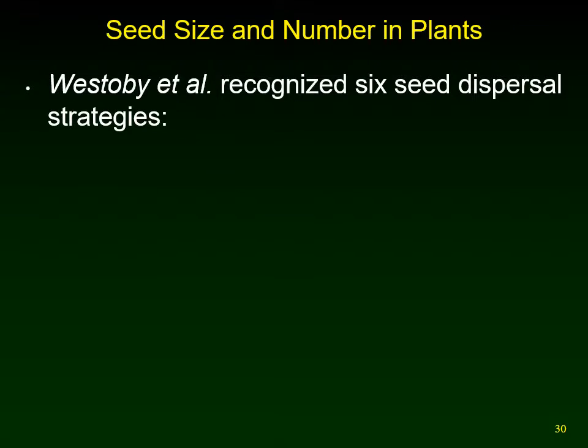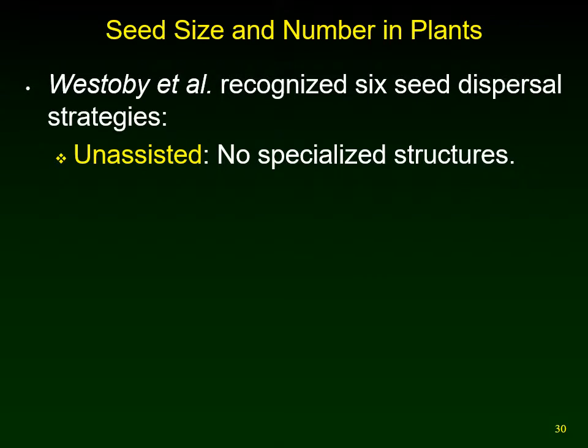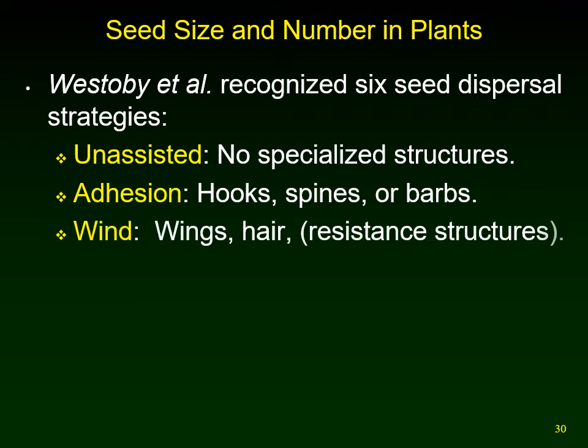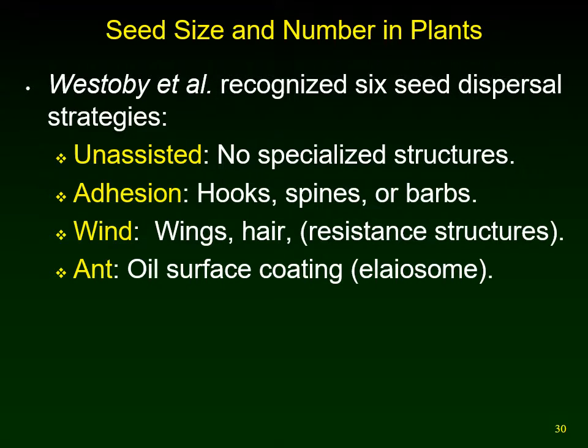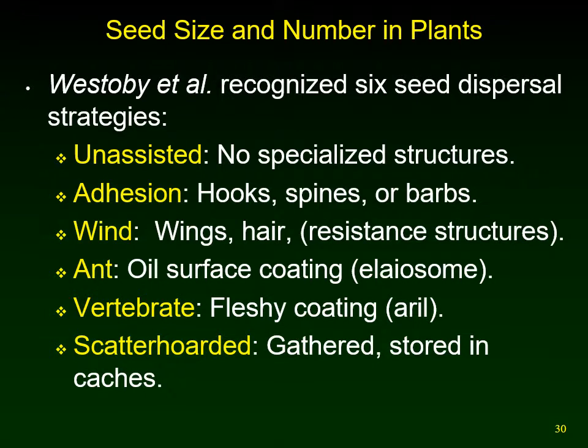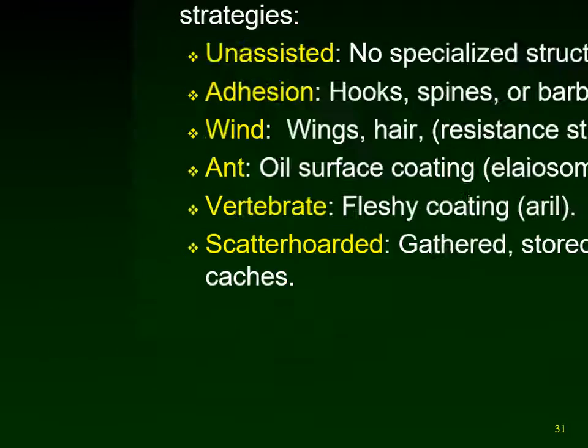They looked at 6 different dispersal strategies: unassisted, so no specialized structures; adhesion, so they have some kind of hooks, spines, or barbs; they blow in the wind through either wings or hair; carried by ants; carried by vertebrates; or scatter-hoarded, which means they're gathered and stored in caches. So if you think of animals who will collect a whole bunch of seeds and store them, that would be scatter-hoarded.